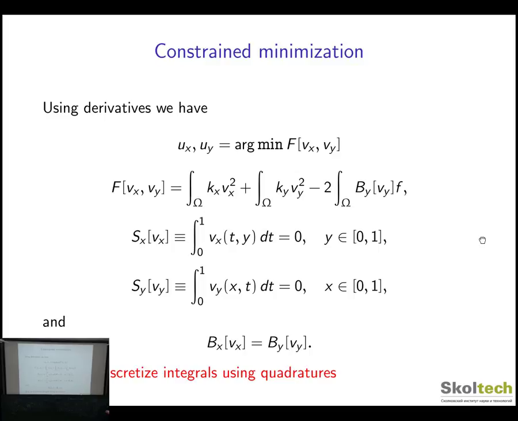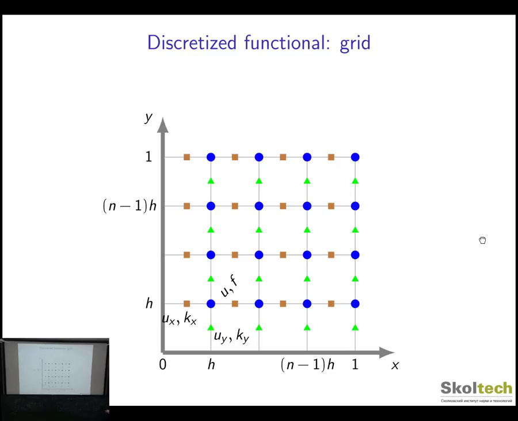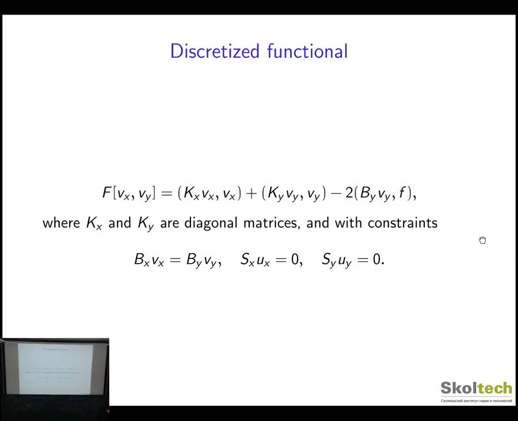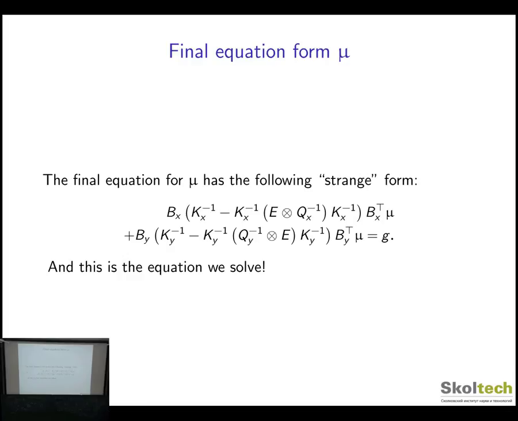You introduce a Lagrange multiplier for this constraint and this constraint, and you optimize that. Okay, that's the grid. You have to be careful, but you get a nice grid representation for that. Then we discretize the integrals, and you have the diagonal matrix here, the vectors that represent the derivatives, and you have constraints. And that's what you get in the end.